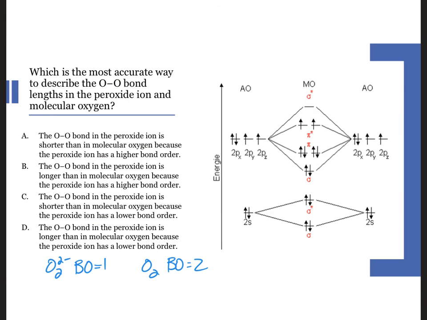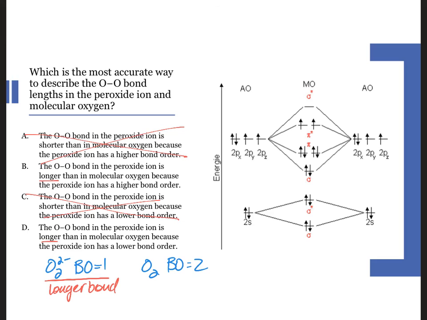This question's really bringing it home. What is the most accurate way to describe the OO bond lengths in the peroxide ion and molecular oxygen? Again, this goes back to our bond order, which we determined from our molecular orbital diagram. We see that because peroxide has a lower bond order, it's going to have a longer bond. So we're going to look for something that says longer bond. So this says shorter bond. This says longer. This says shorter. This one says longer. And then we've got to look for the correct reason.